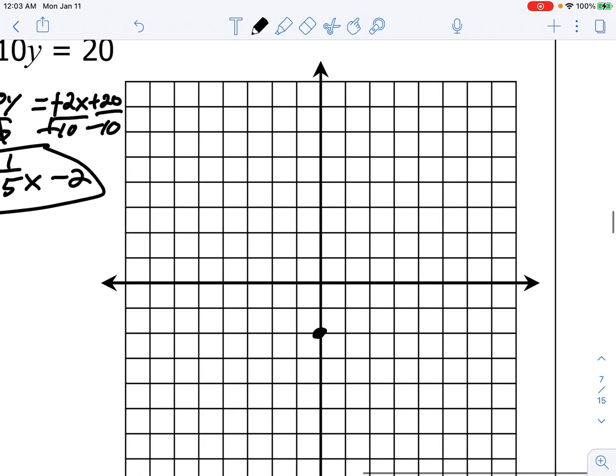Plotted at -2. We're going to go up 1 and right 5. We cannot do another one, so we're going to go backwards, meaning we're going to go down 1 and left 5, like so. And then draw our line. Whoops. Come on now. There we go, like so.